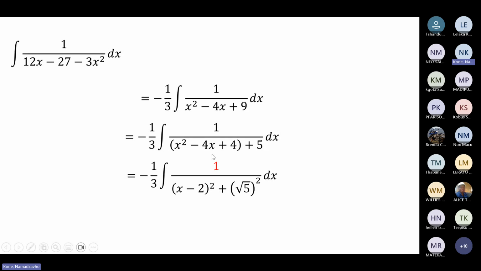When you factorize the bracket, you get x minus 2 squared. Now, 5 is not a perfect square. So you cannot write 5 as any number that you know squared. So the number that should be written squared should be the square root of 5. Because if it was 9 that was sitting here, we would have written 3 squared here. If it was a 16 here, okay.